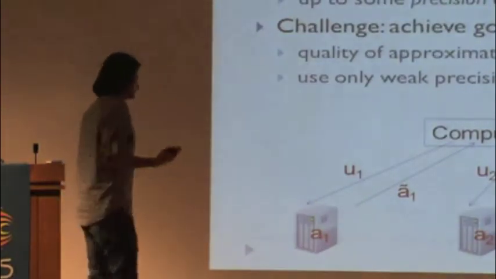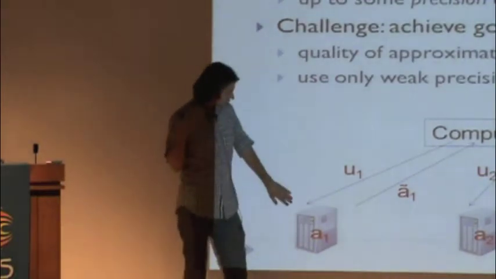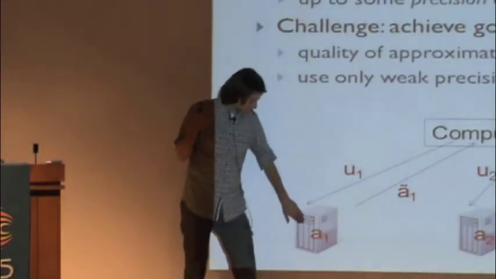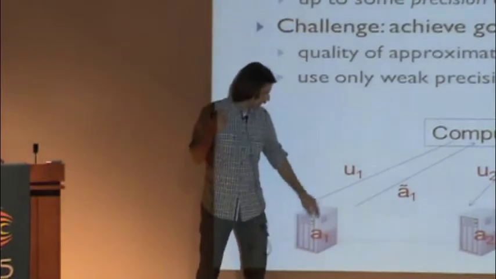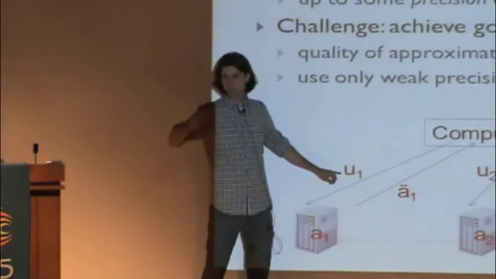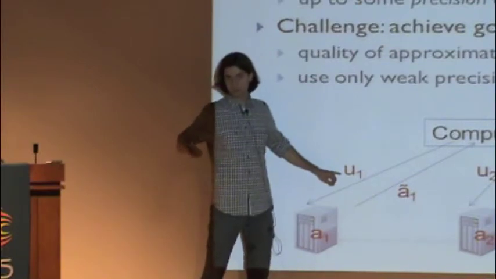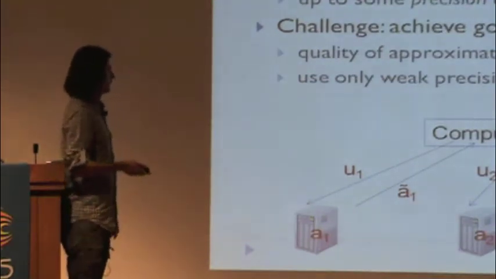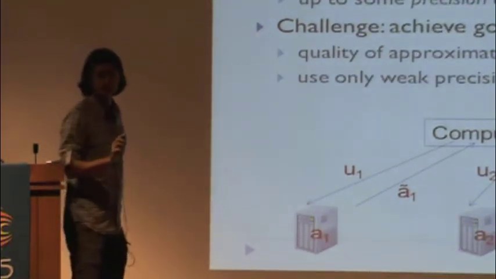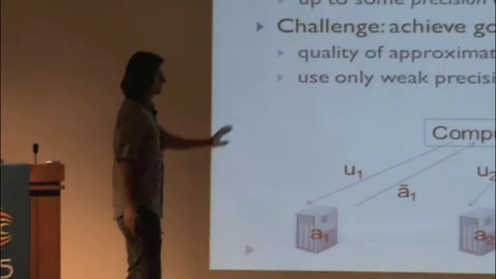Because think of the model, or motivation, being that it requires resources for this computer to compute this number A1. And the coarser the precision, the fewer resources it requires, say time. So this is really the setting.